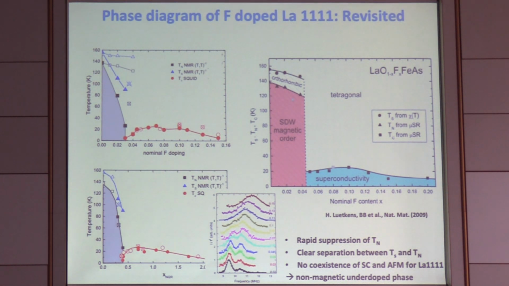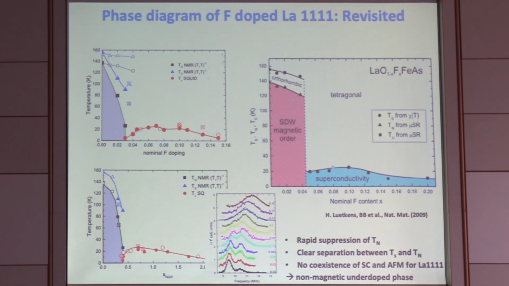Now, let's have a look back to the systems. So we have a chance to get these single crystals now. This is a little bit of the phase diagram. This is the old version of the phase diagram. We revisited it for two reasons. Now, of course, we have better control of the materials.